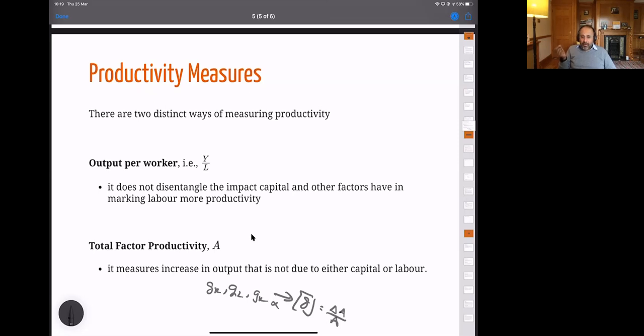So total productivity is difficult to measure. It's contaminated by all the things we need to estimate, whereas output per worker is much easier. Output is easier to count. Dividing it by number of workers is trivial. You don't have to even count the amount of capital. So output per worker is more accurate, but is more generic. Total productivity is more refined, but is more difficult.